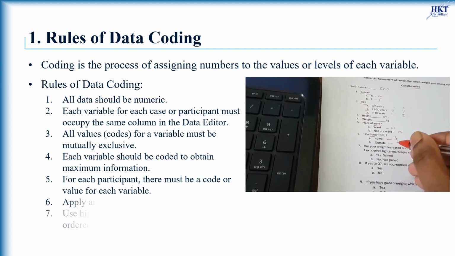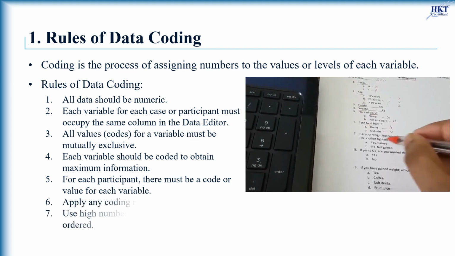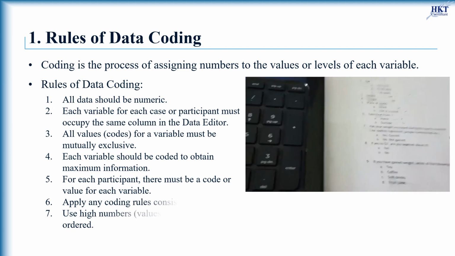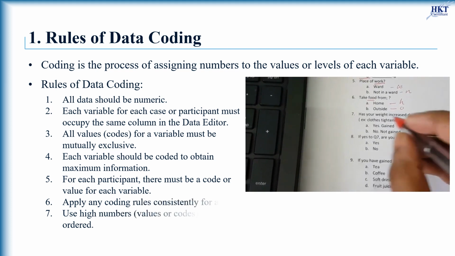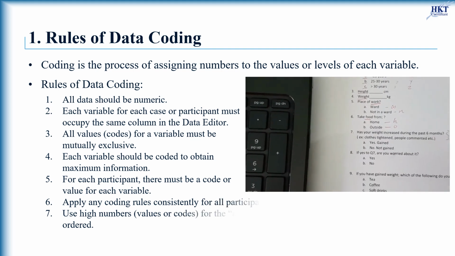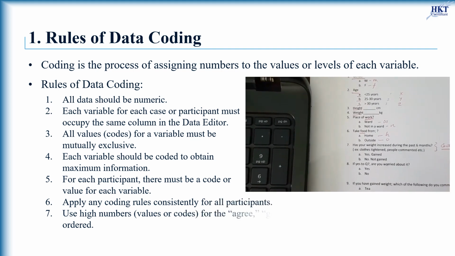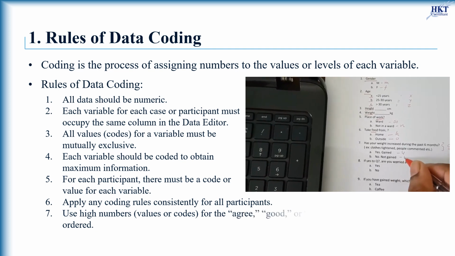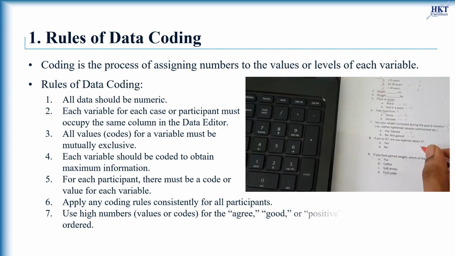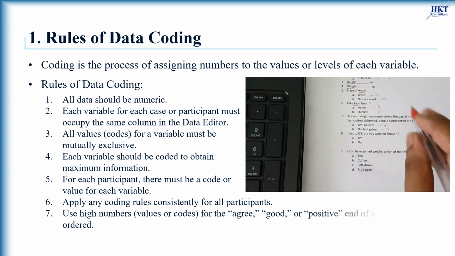Fifthly, for each participant, there must be a code or value for each variable. These codes should be numbers, except for variables for which the data are missing. We recommend using blanks when data are missing or unusable, because this program is designed to handle blanks as missing values. The sixth rule consists in applying any coding rules consistently for all participants. This means that, if you decide to treat a certain type of response as missing for one person, you must do the same for all other participants. Finally, you should use high numbers for the agree, good or positive end of a variable that is ordered.